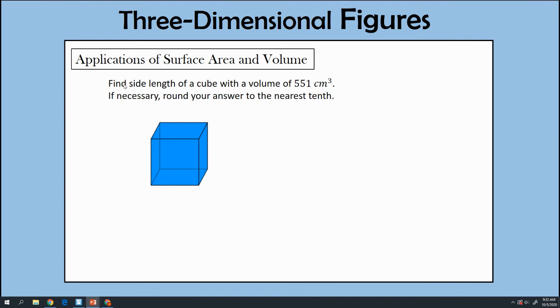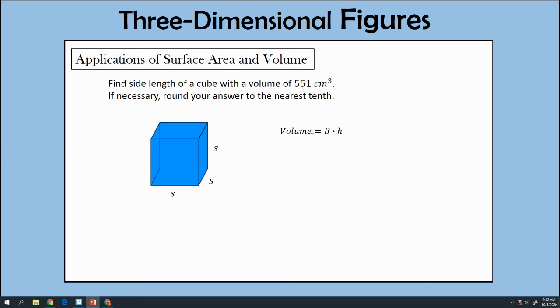So, more applications here. It says find the length of the cube if it has a volume of 551 centimeters cubed. If necessary, round your answer to the tenth. Okay. So we know the volume of any prism, including a cube, is area of the base times the height. Now, the unique part of a cube is every side length is the same. So the length, the width, and the height, they're all the same, S.